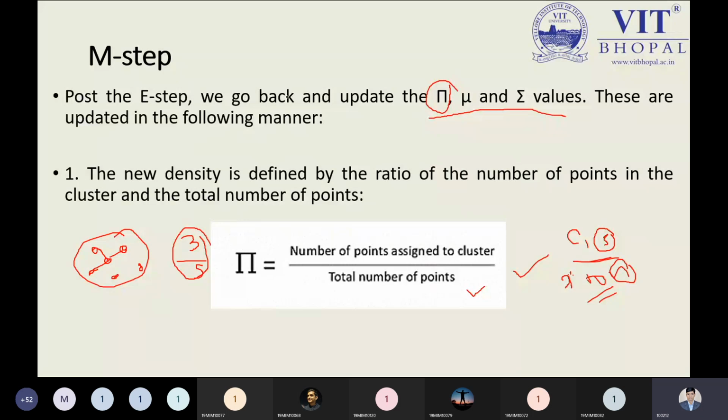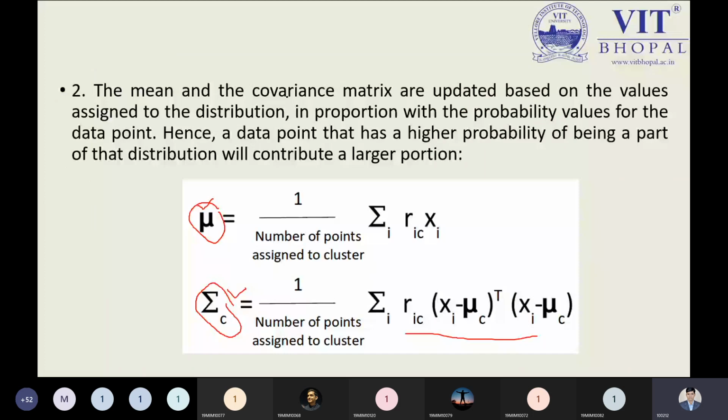If we are not getting the right cluster, then we need to update the M step. And after updating the M step, we need to update the other values: mu, that is the mean, and the covariance matrix, that is sigma. Again, this is an iterative process, just like our expectation maximization algorithm. So this is the required portion, and mu will be updated by this formula, and the covariance matrix of the cluster will be updated by this formula. These are the standard equations we have to keep in mind. No need to change this portion right now.